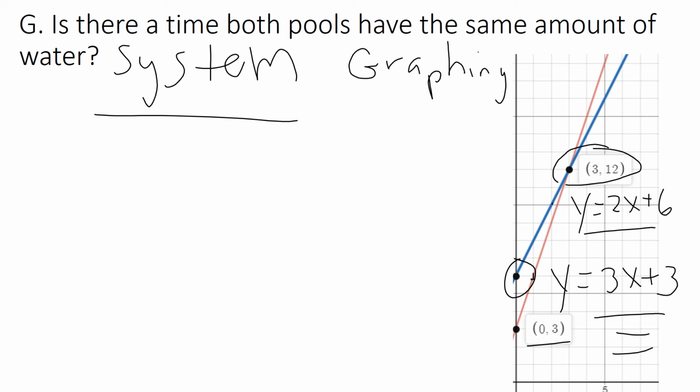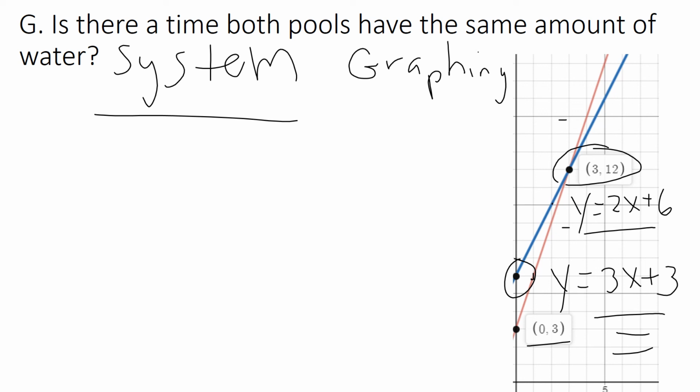That's where it changes from being underneath to being above. So you can see that ultimately, even though Mr. Brady started with less water, he's going to fill his pool faster because he's increasing it at a faster rate. We now know that the solution to this system is (3, 12). So how would we show that using the other methods for solving systems?